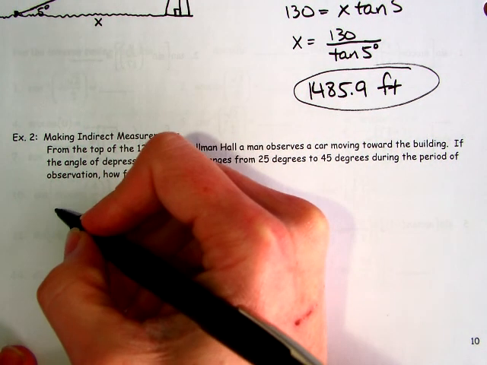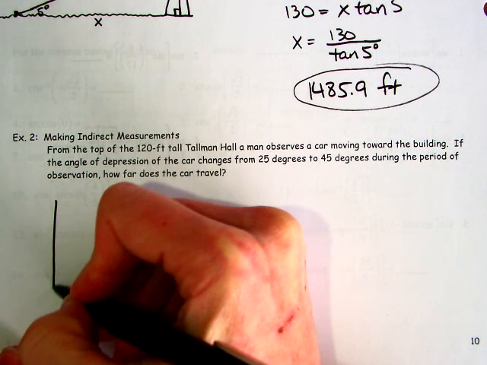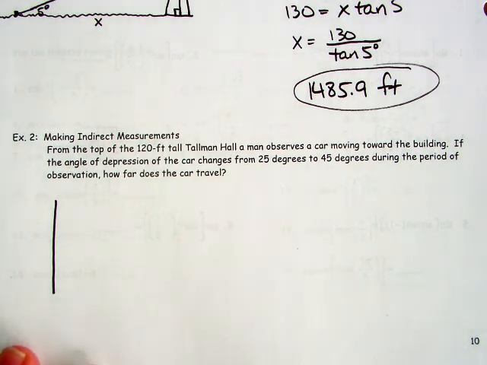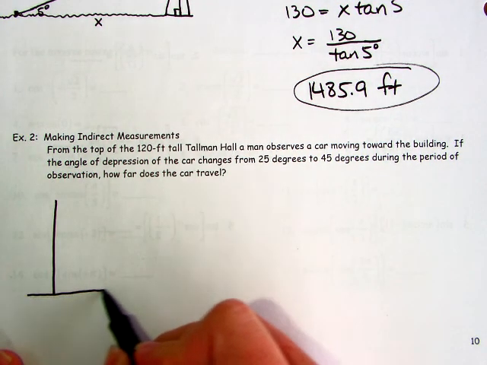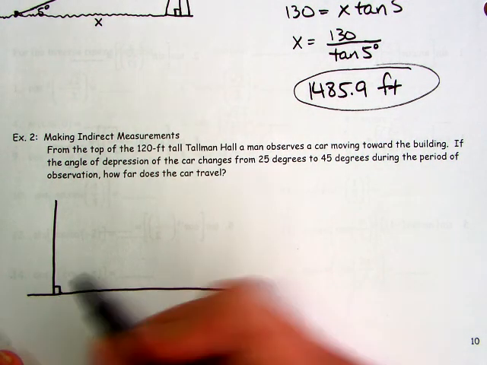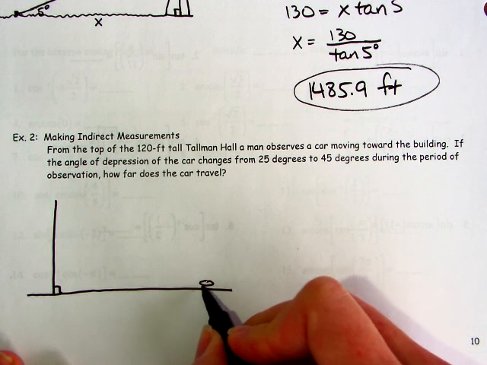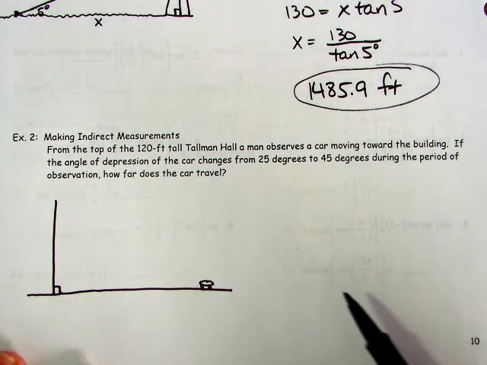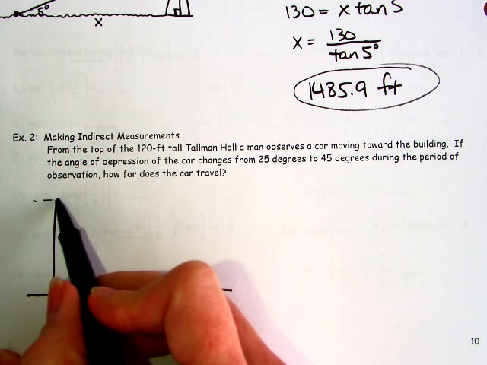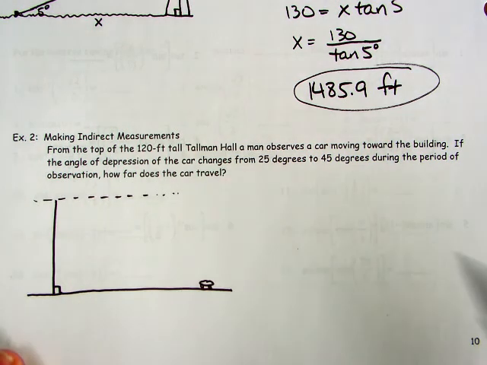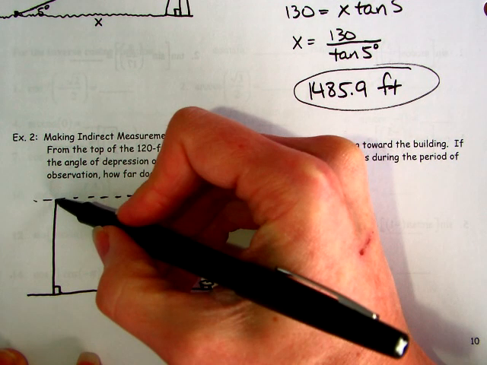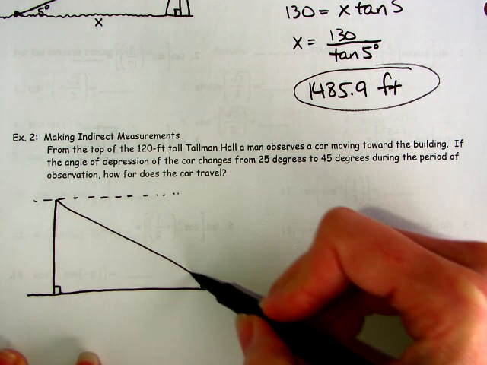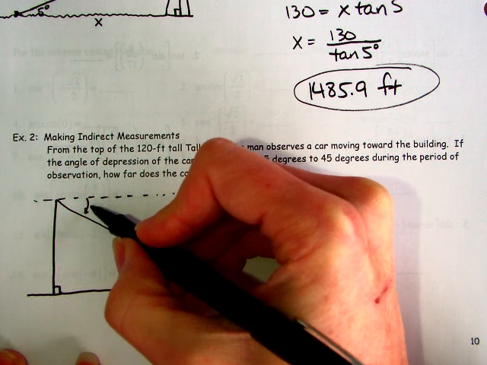So here we're standing on top of a tower, and we're looking at this car that's in the distance. So here's the road. Here's my car. Very fancy. Okay. There's my car. Originally, here's straight horizontal. Determining an angle of depression would be looking from straight horizontal downwards. So originally, I see this car at an angle of depression of 25 degrees.